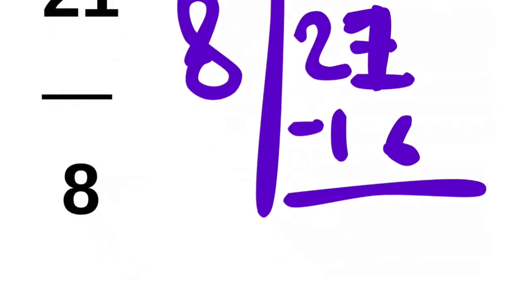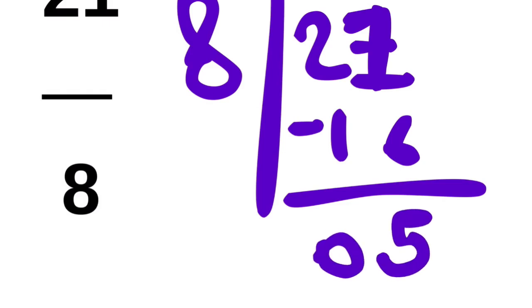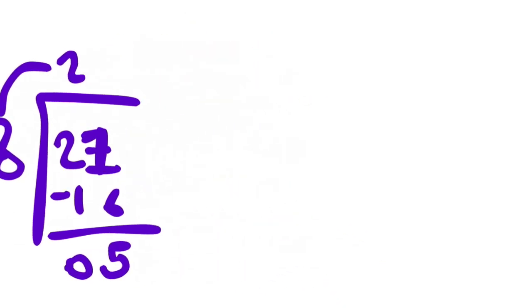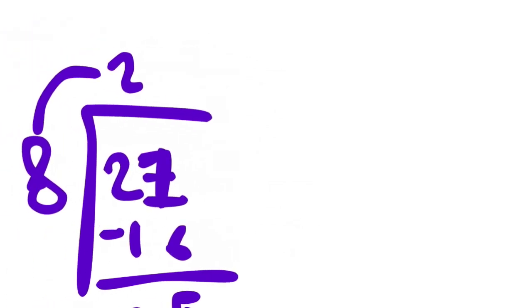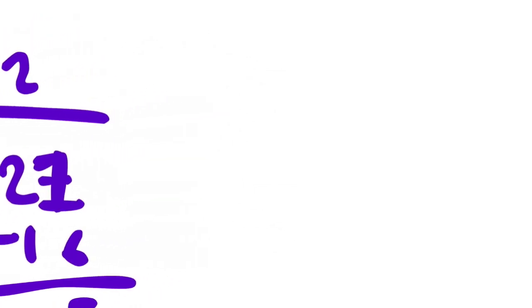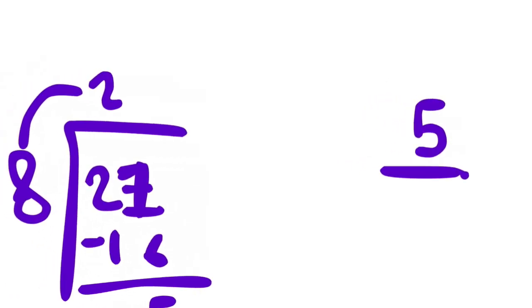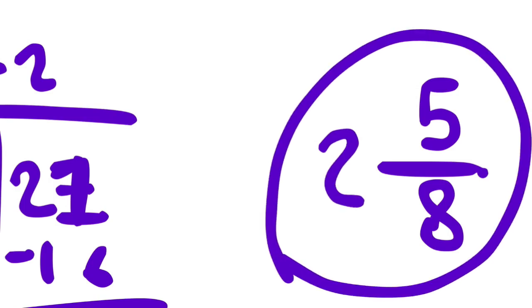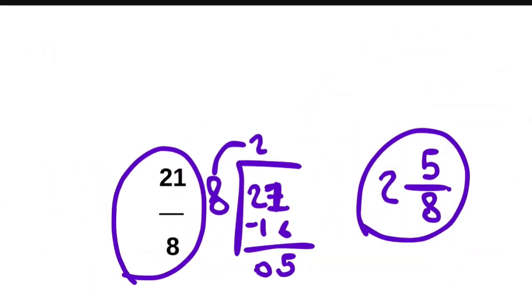Subtraction, and 21 minus 16 equals 5. So our remainder is 5. Our denominator is 8, and our quotient is 2. And we should place them in their places right now. So our remainder is our numerator. Our denominator stays the same, and our quotient is our whole number. So this is the mixed version of this improper fraction.